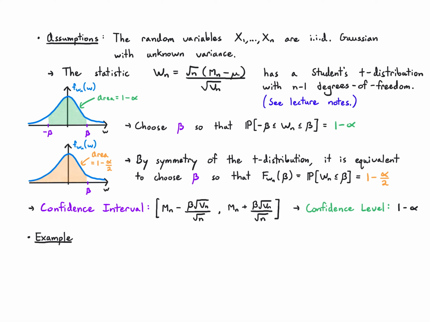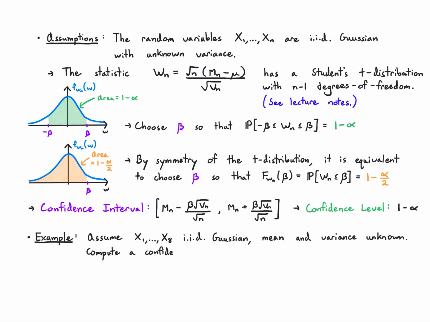So for my example, I'm going to assume that x1 up to x8, so I'm just going to get 8 measurements. I'm going to assume they're IID Gaussian and that their mean and variance are both unknown. And I'm interested in just the mean, but I need to compute the variance in order to proceed. Okay? So what I'm going to do is compute a confidence interval, just like we've been doing, for the mean. And I'm going to decide now that the confidence level is going to be 0.9. Before we were using 0.95, now we're going to just use 0.9.